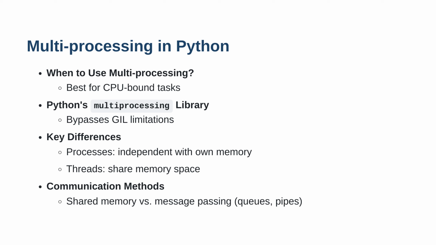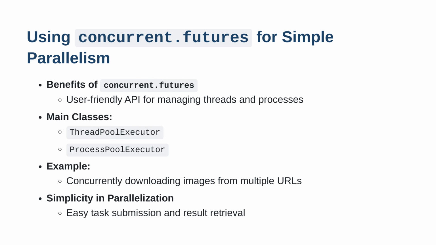In this part, we'll explore how to simplify parallelization using the concurrent futures module. This higher-level API provides a user-friendly way to manage threads and processes. The two main classes you'll encounter are ThreadPoolExecutor and ProcessPoolExecutor. These allow you to easily execute tasks in parallel without delving into the complexities of thread management.